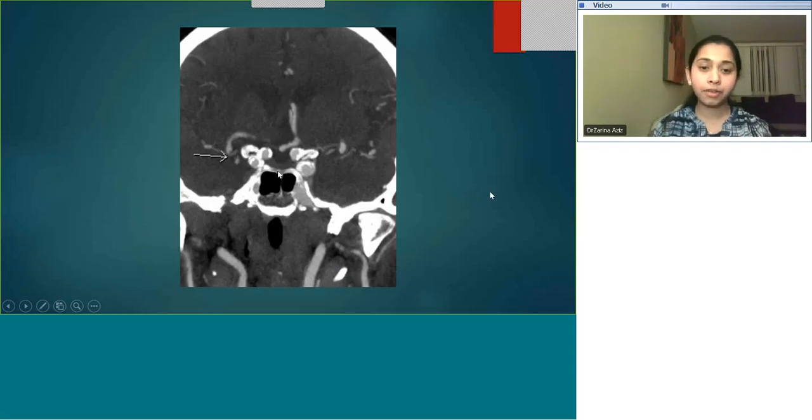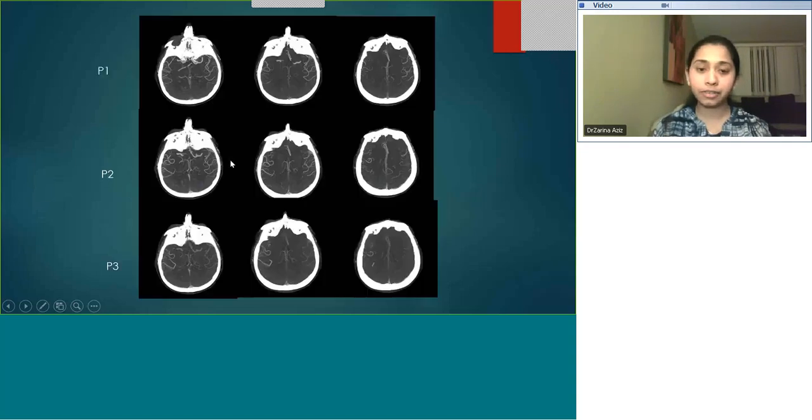This is another example of right MCA occlusion on CT angiogram. So here you can see that the collaterals are really good compared to the contralateral side. You see a lot of vessels over this side as compared to the other side. So collateral circulation is really good.